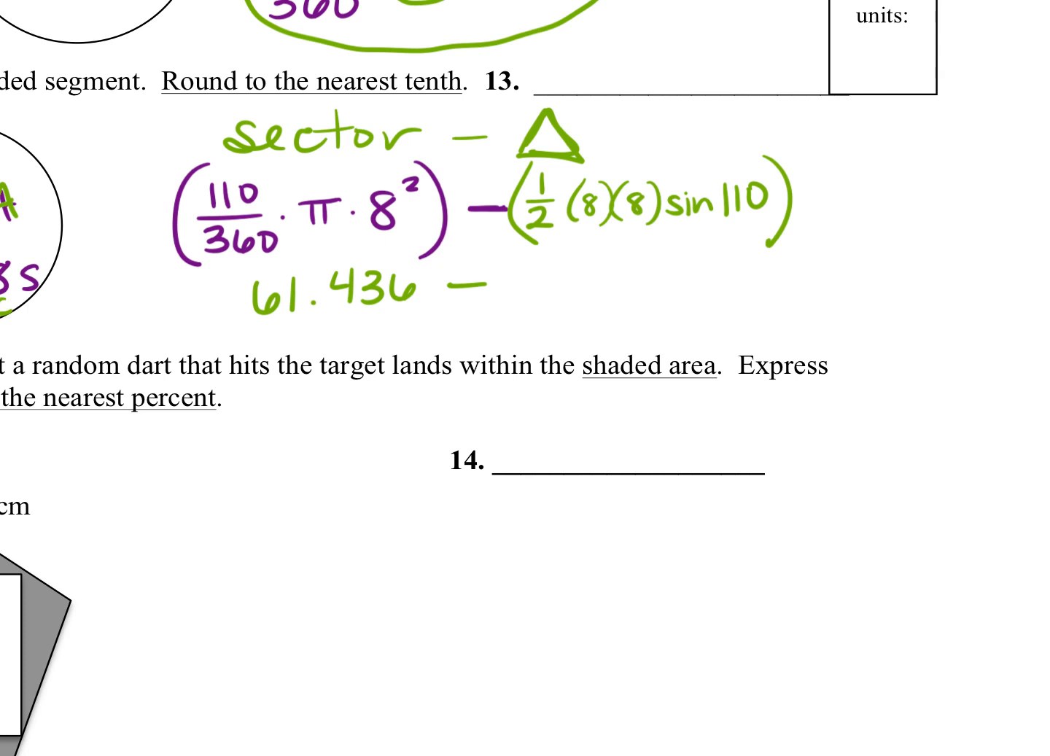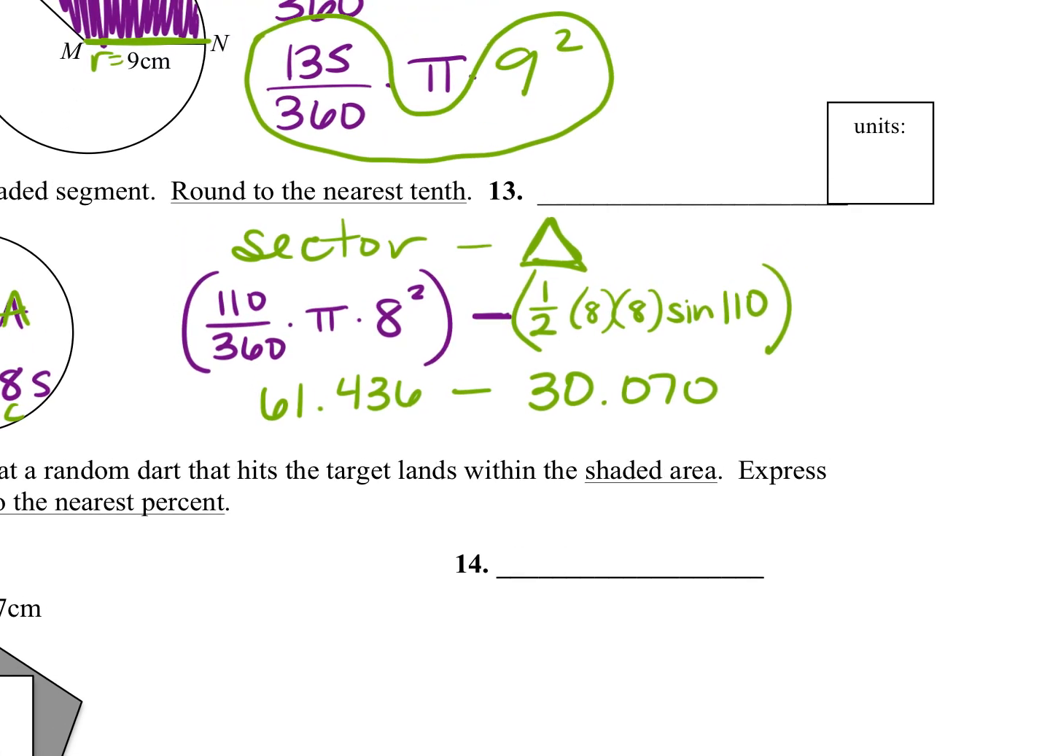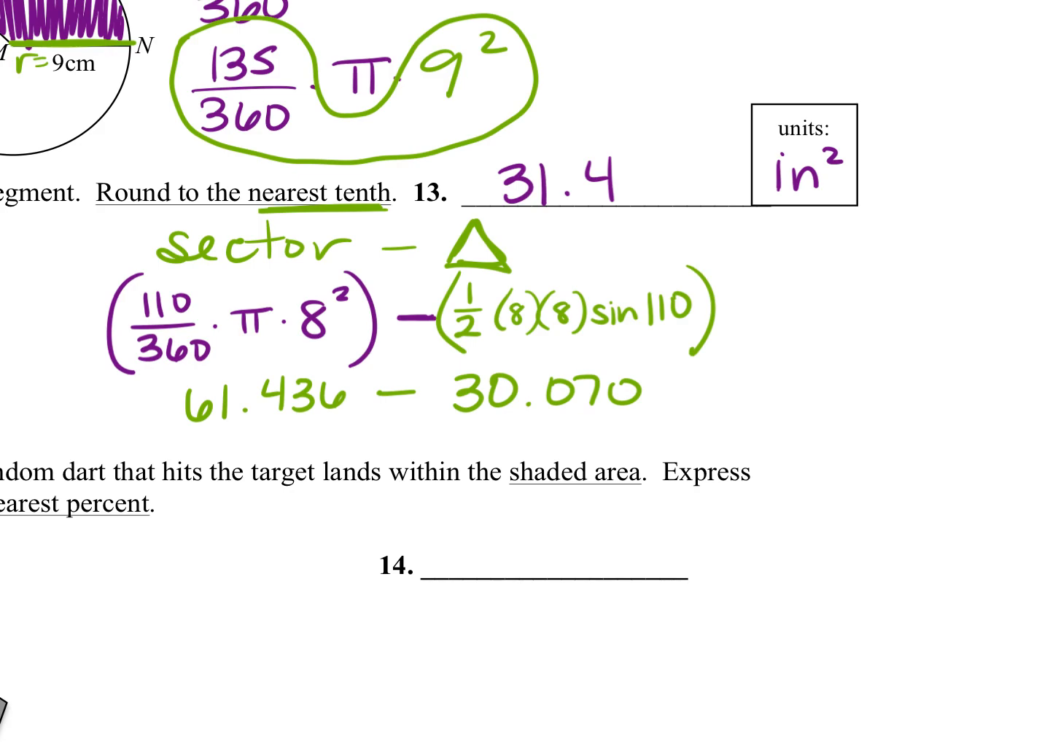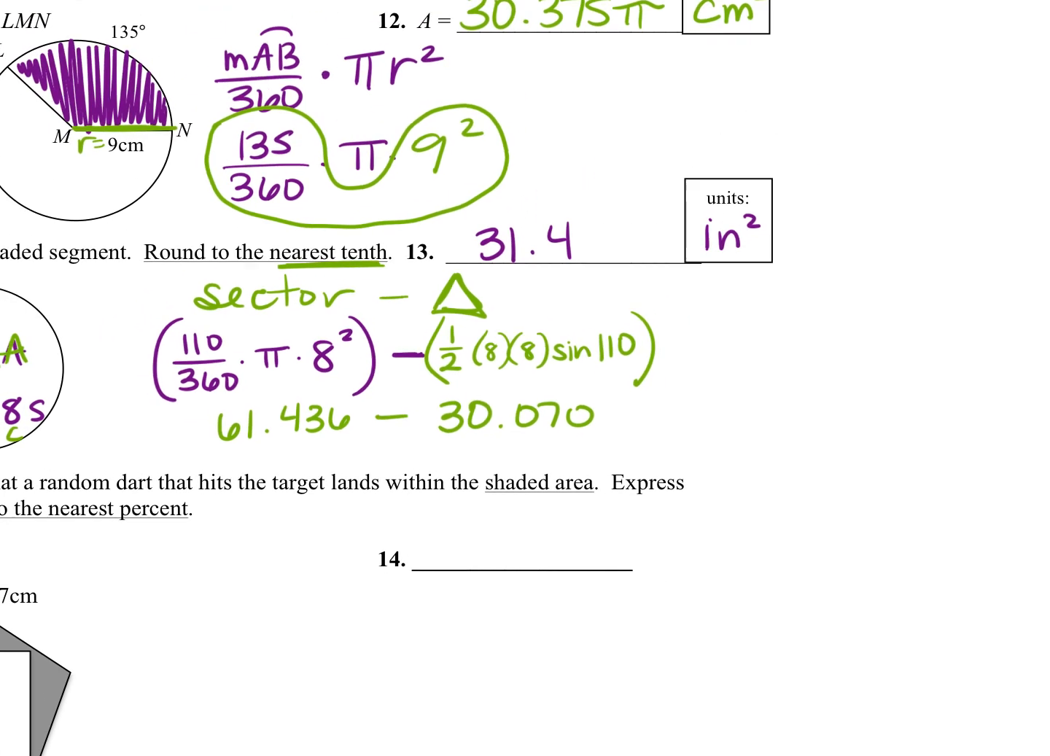And we're going to subtract from that. Now plug in the other one. 1/2 times 8 times 8 times the sine of 110. And you get 30.070. So your answer is to subtract those things. 61.436 minus 30.070. You get, we'll say to the nearest 10th, because that's what they asked us to do. This would be 31.4. And it is an area still, and we were working in inches. So that's inches squared. Okay.